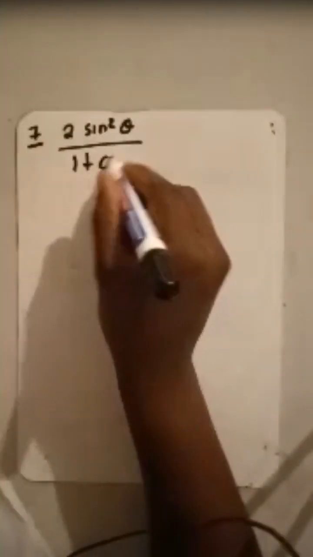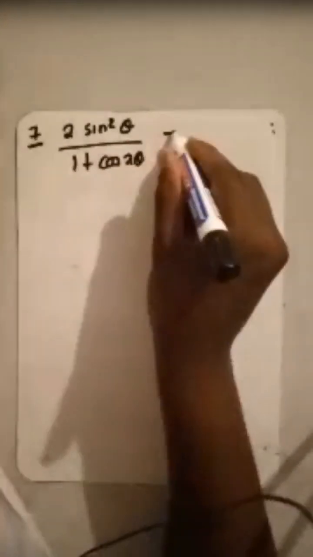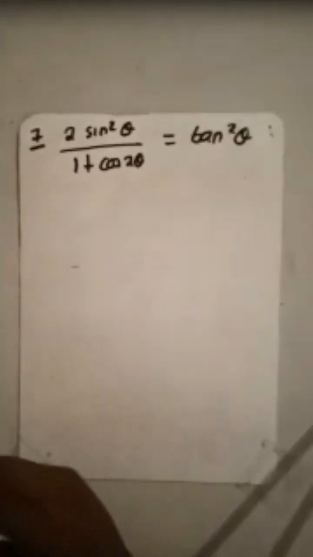Okay? So now, if we check on number 7, we are having 2 sine squared theta over 1 plus cos 2 theta is equal to tan squared theta. Okay? So again, like I said, we have the left-hand side and we have the right-hand side.